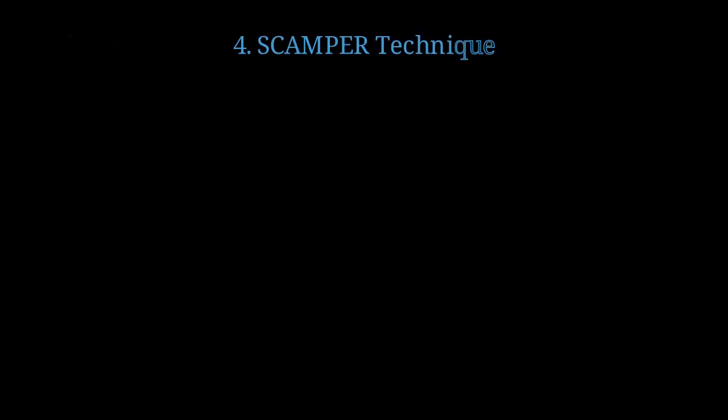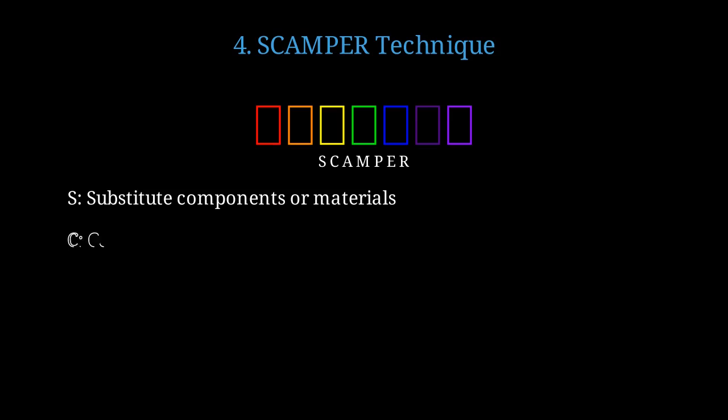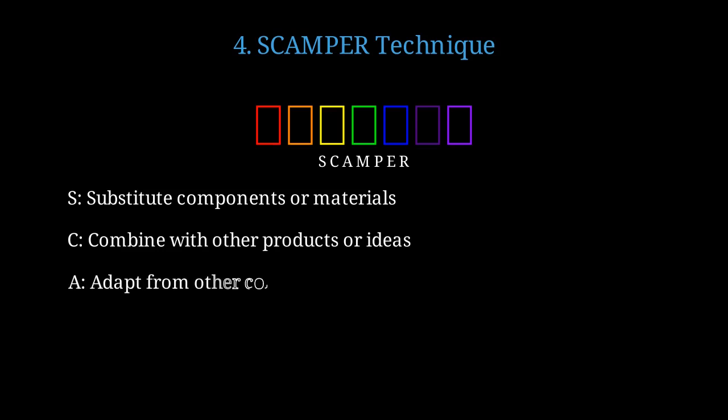SCAMPER is a checklist-based technique for creative problem-solving and idea generation. SCAMPER stands for substitute, combine, adapt, modify, put to other uses, eliminate, and reverse. Substitute asks what components, materials, or processes can be replaced with alternatives. Combine explores merging multiple elements or ideas to create something new. Adapt considers borrowing solutions from other industries or domains.